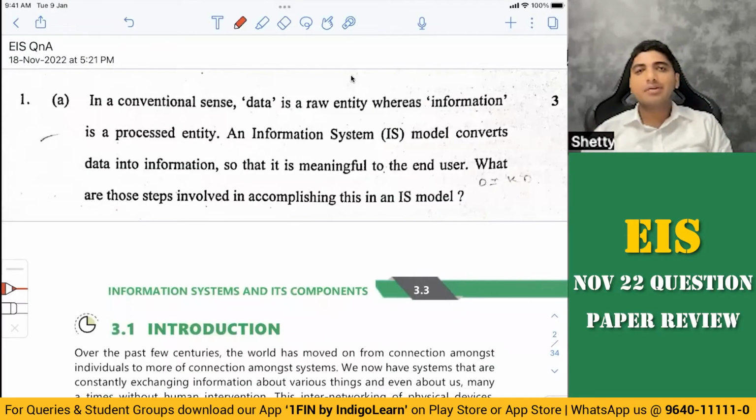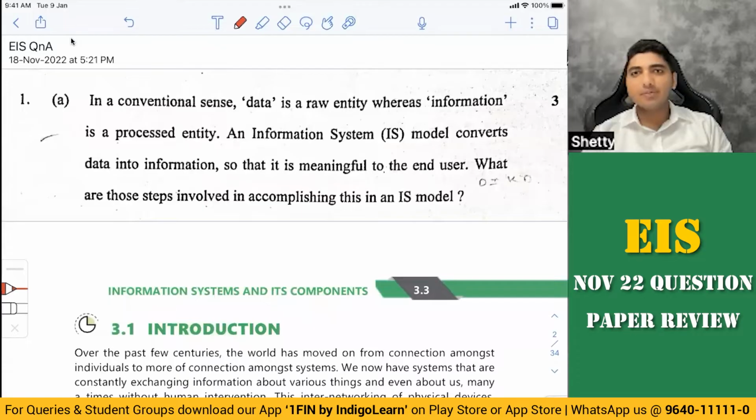Today let us discuss the recent question paper of EIS that came in November 2022. I'll be discussing only the EIS paper, and I will not be discussing the MCQ questions because those are not in circulation. So let us get started.